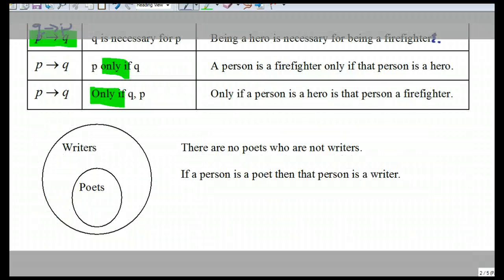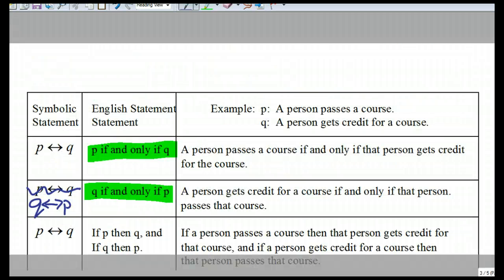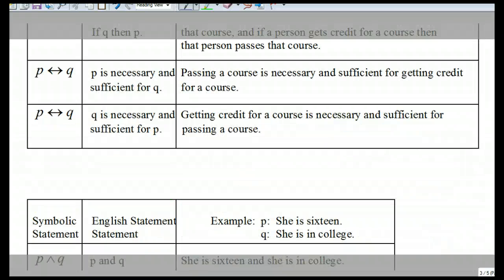Okay, so let's go back to our last chart. We need to get the last part of it. The bottom. Q is necessary and sufficient for P. Notice that there's also a typo here. It should be Q like that. Okay?